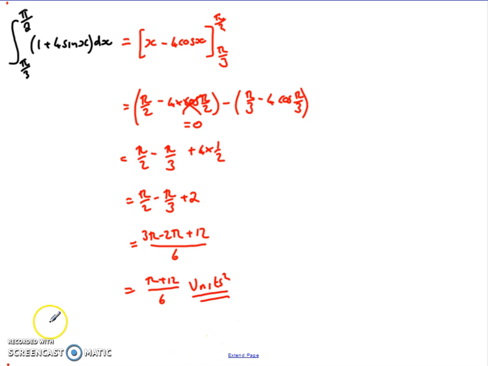Include that in your answer. Remember, it's an integral under a curve, it's an area. Areas have units. Do not forget that, because that will cost you silly marks in an exam. And that's the last thing we need to happen.